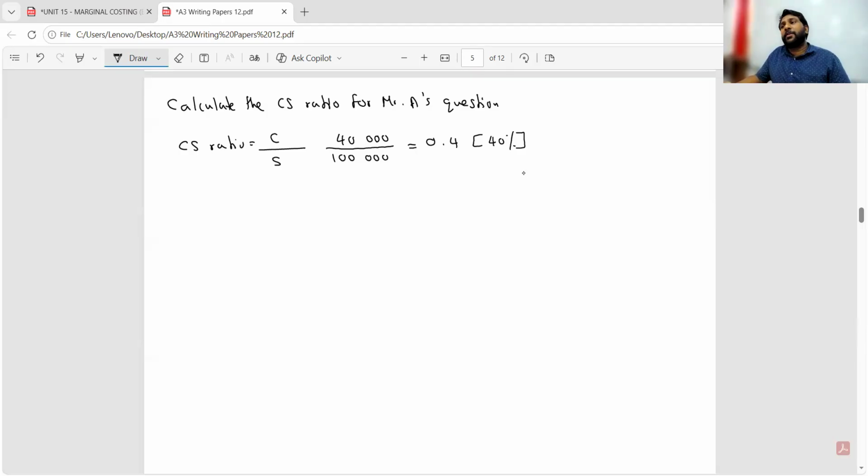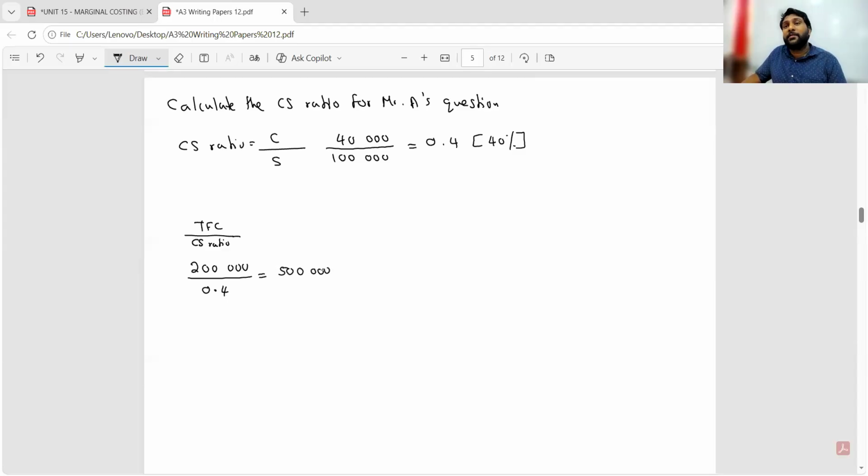How much is the fixed cost of that question? Mr. A's question, the fixed cost is 200,000. I am dividing this by 0.4. That means 200,000, the total fixed cost, divided by the CS ratio. What's the value? 500,000.